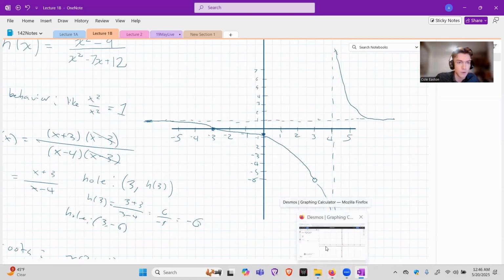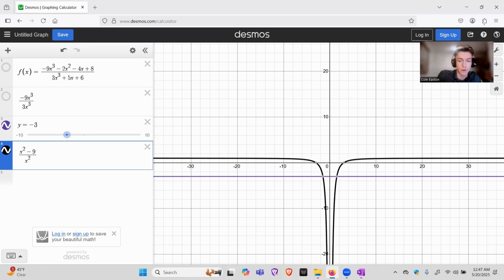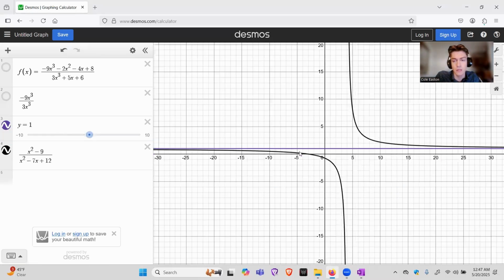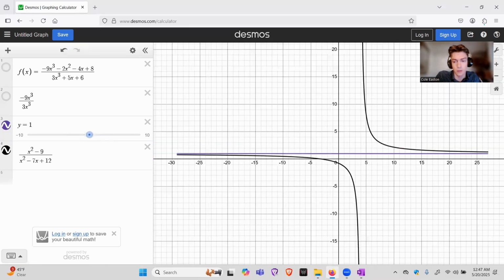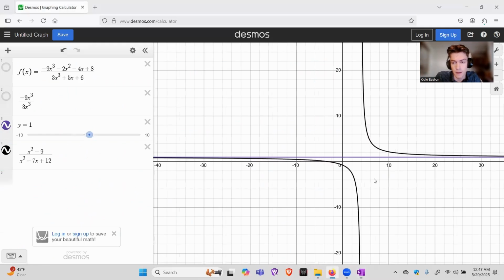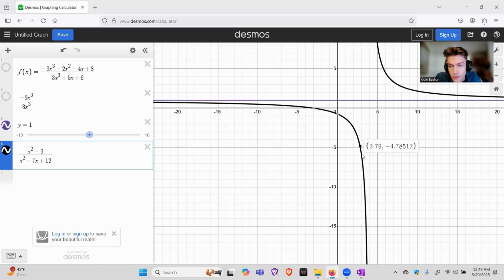Let's look at it in Desmos. So our function is (x squared minus 9) over (x squared minus 7x plus 12). We said that our asymptote was going to be here, and that looks to be right. Also, our drawing looks essentially like what we drew here. And we said that we should have a hole at (3, negative 6). Let's see if Desmos agrees. So we're going to try to follow this along.